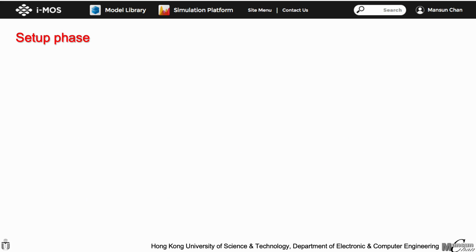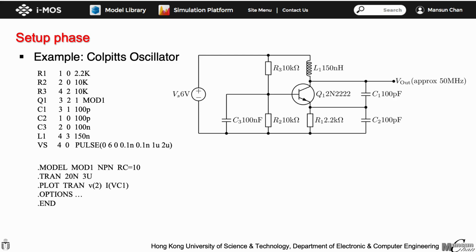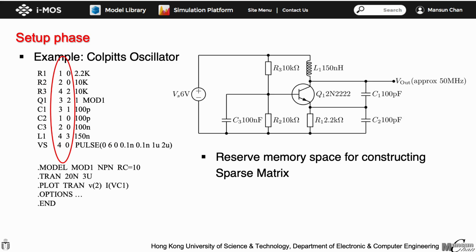To better understand how to set up the circuit simulations, let's look at an example. For the Colpitts oscillator shown in this figure, the input deck is given on the left. It lists out the circuit elements one by one. By inspecting the terminals that the devices are connected to, the simulator will reserve memory space for a new entry to the circuit matrix when a new node is detected.